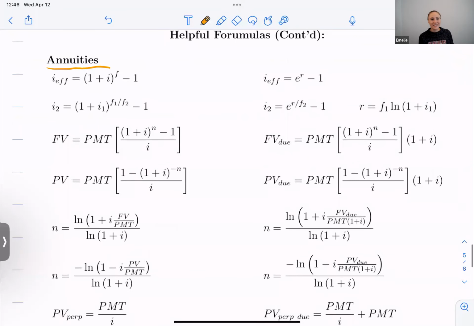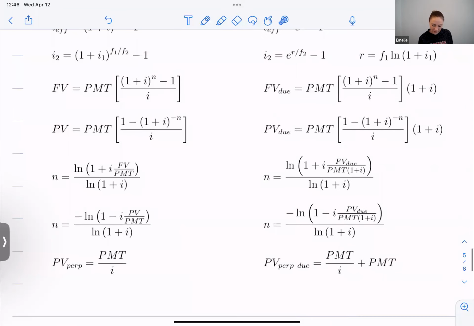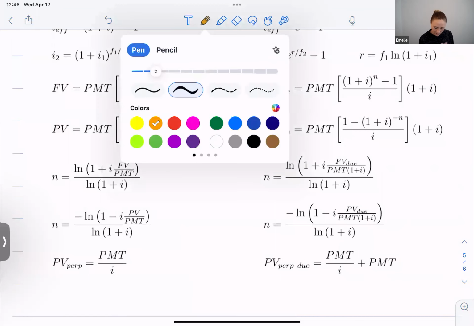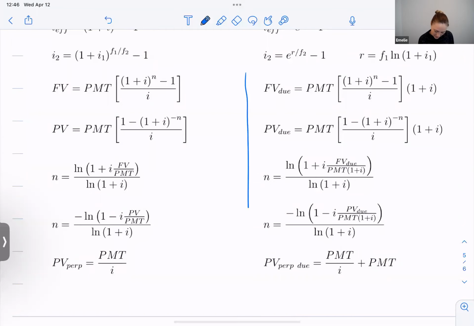All right, so here the annuities due. This section is for payments at the beginning.